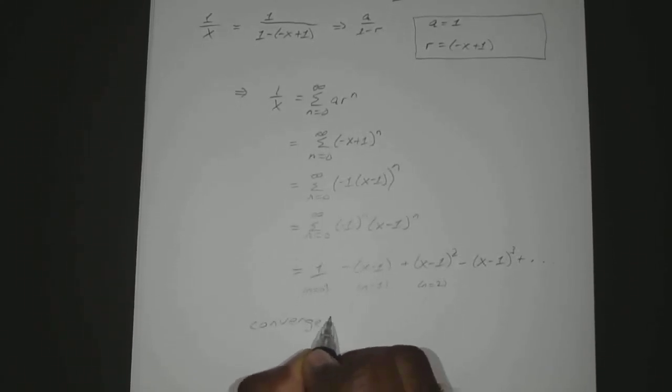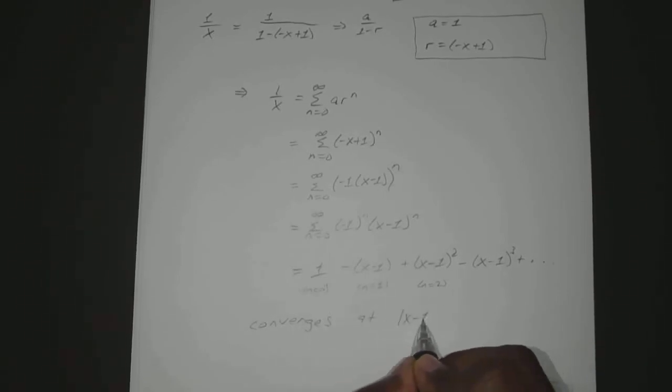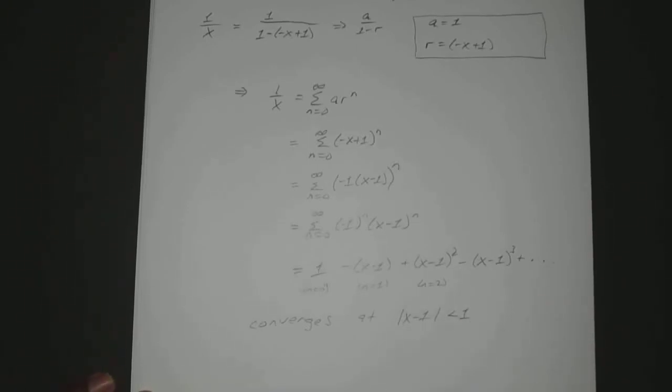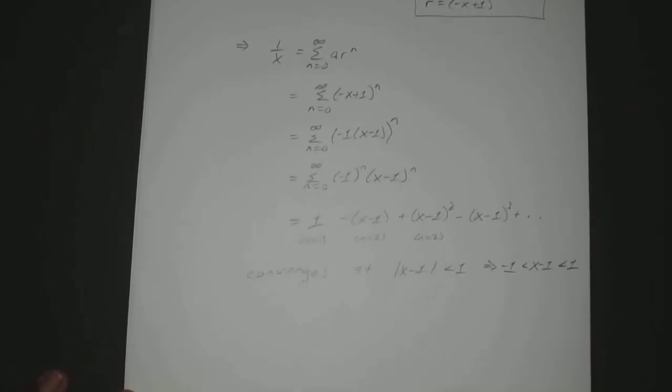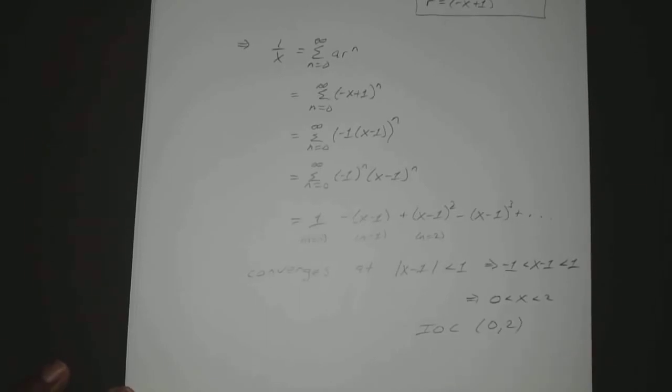And we know this converges when the absolute value of x minus 1 is less than 1. If you just did the ratio test, there we go. So this just means that negative 1 is less than x minus 1 is less than 1. So if we add 1 to all three terms, you have 0 is less than x, less than 2. They didn't ask for it, but the interval of convergence is just 0 to 2.